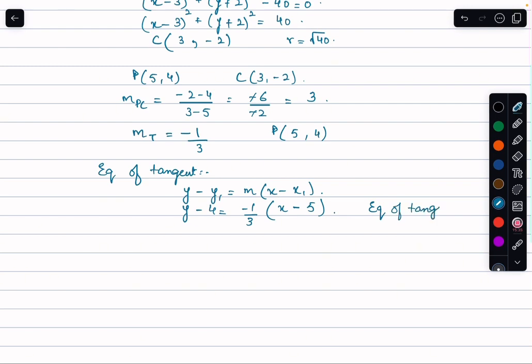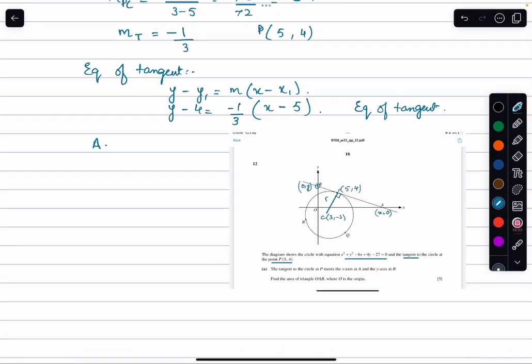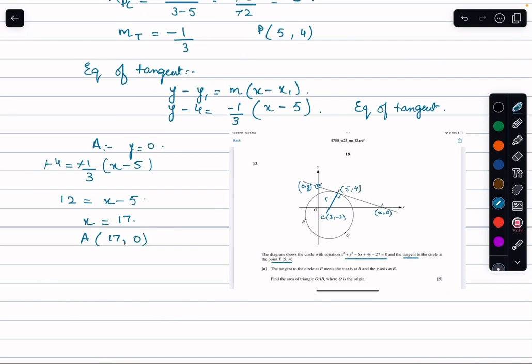So I need the coordinates of A and B. For A, we already know that the y coordinate is a 0. Substituting that in the tangent equation, I will be getting the x coordinate, and I will say it's a 0 minus 4, which will give me a negative 4 divided by negative 1 by 3 and x minus 5. The negative on both the sides gets simplified. This is 12, which is equals to x minus 5, or I can say that the x coordinate is 12 plus 5, giving me a 17, meaning A will be having the coordinate as 17 comma 0.